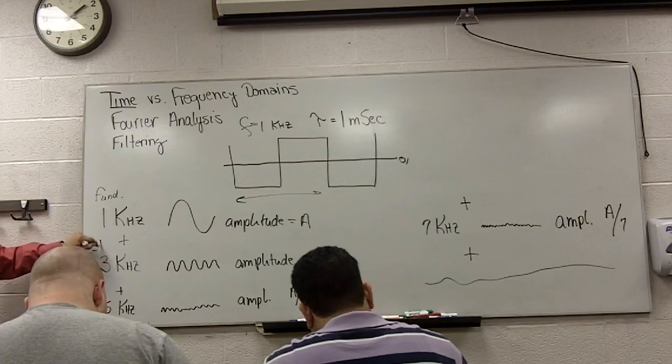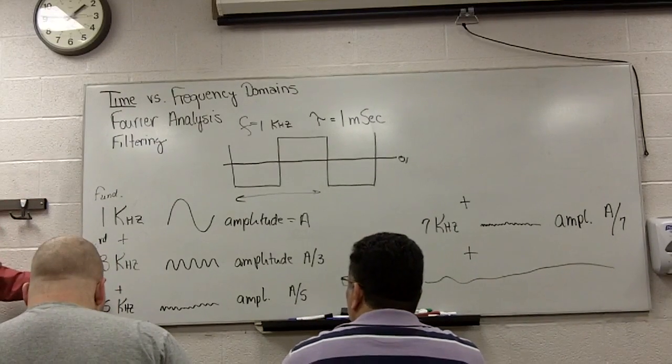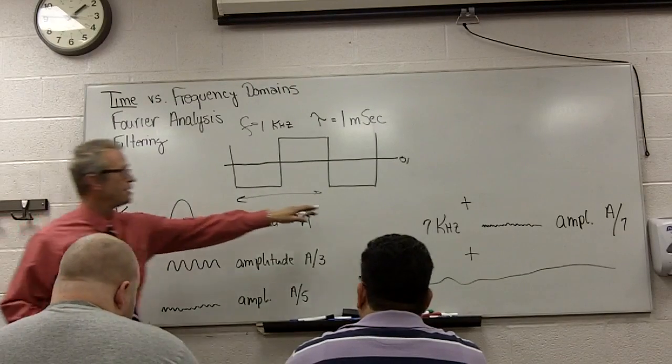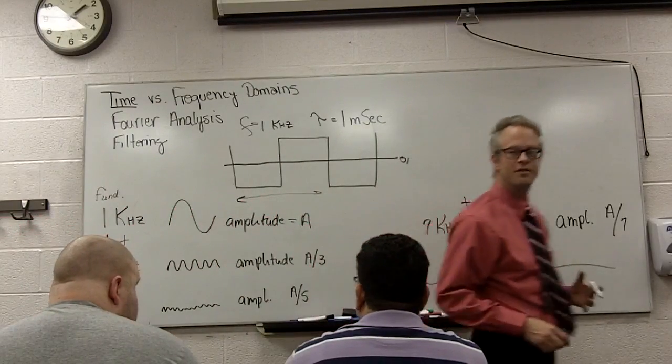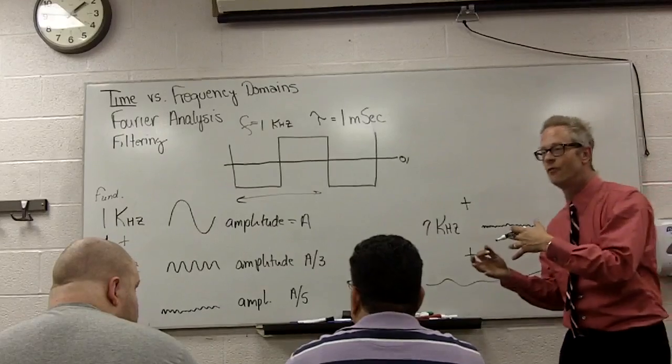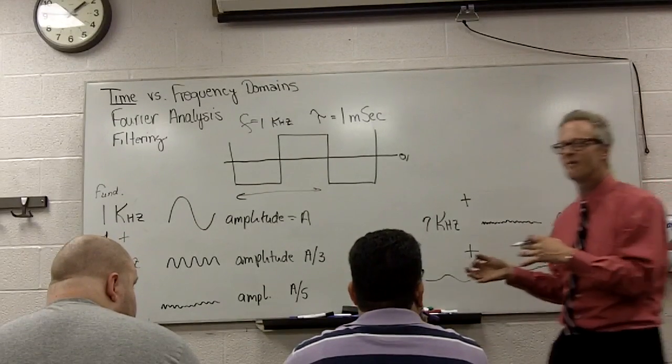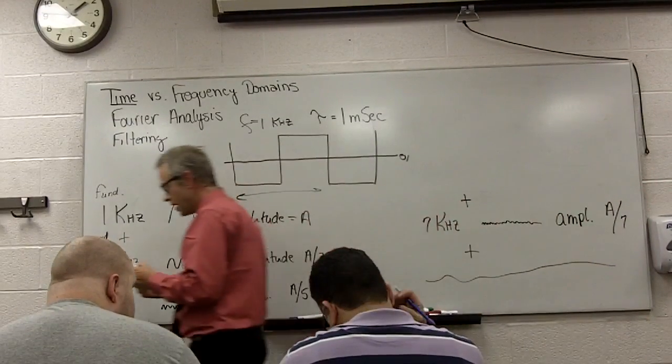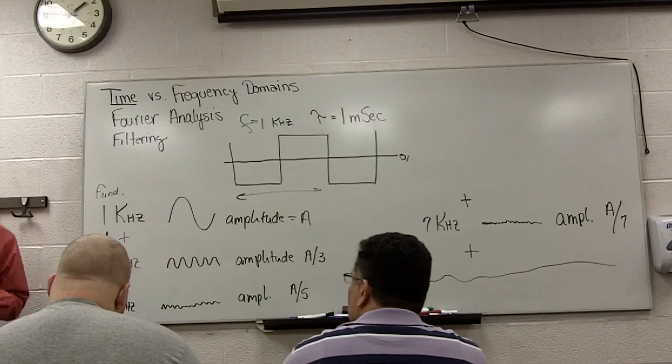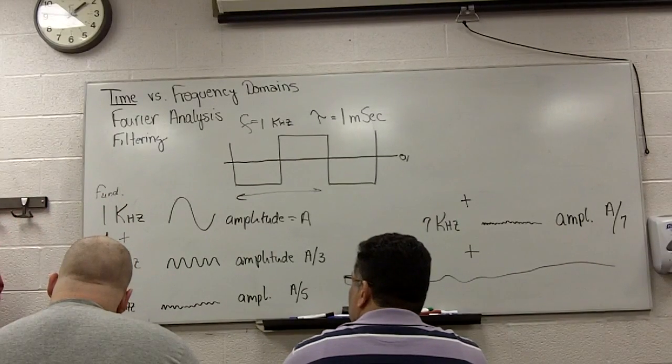This is the third harmonic. This is the fifth harmonic. This is the 7th, 9th, 11th, 13th. Any multiple of the waveform's frequency is called a harmonic. Okay, if you were listening to that in terms of music, you're looking at octaves.